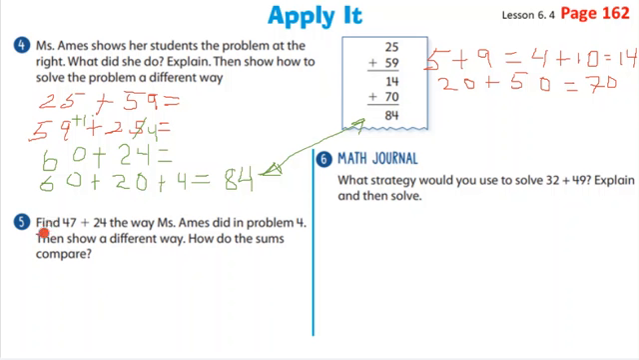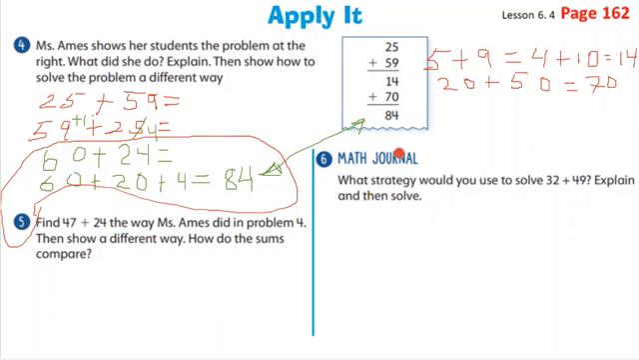So number 5, find 47 plus 24 the way Mrs. Ames did in problem 4. Then show a different way how to do the sums. How do the sums compare? Oh, that's what I just did right here. Sorry, I jumped ahead. I made a mistake. I'm reading ahead, but there you go. So that was the different way, and we showed that it was the same.